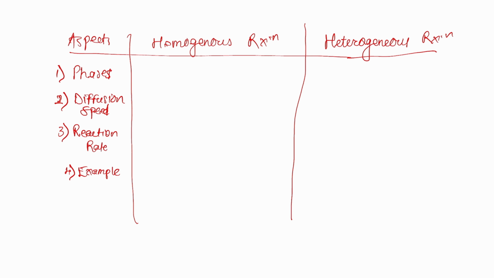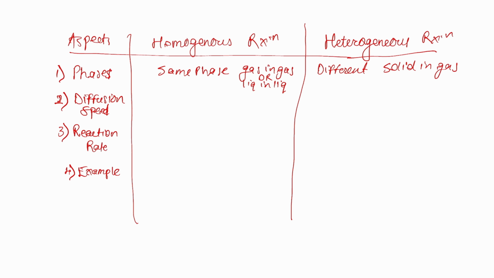Now let's compare homogeneous and heterogeneous reactions. First we will see phase. Homogeneous occurs in the same phase, for example, gas in gas or liquid in liquid. In case of heterogeneous, different phases are there, like solid in gas. Now on moving on to another aspect, diffusion speed. In case of homogeneous, diffusion speed is fast, and in heterogeneous it is slower.